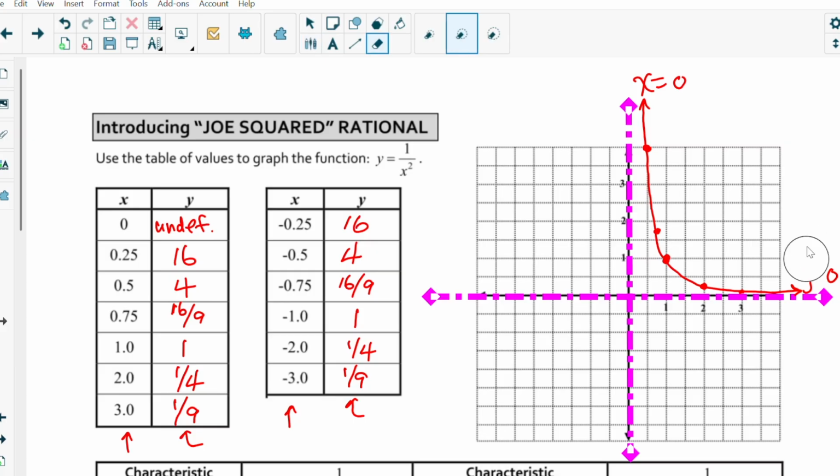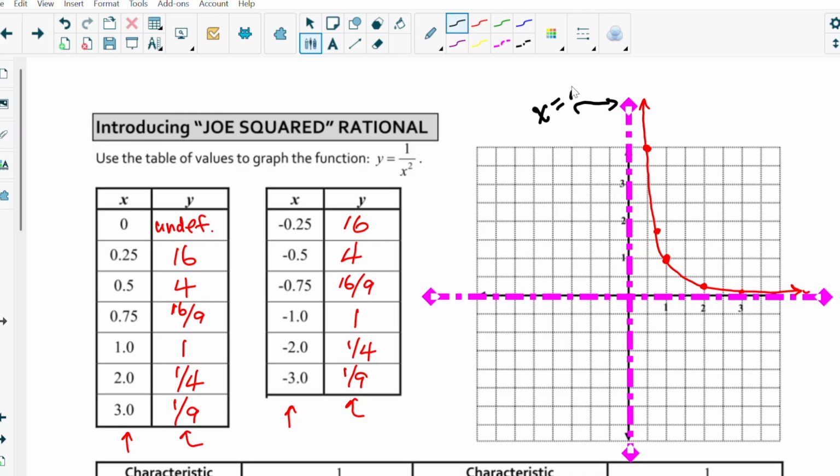Let me move this over so we're not confused what is what here. I don't want you to think that's the asymptote. So that's x equals 0. That's y equals 0. Those are my two asymptotes. Okay, let's do the other side of the rational.